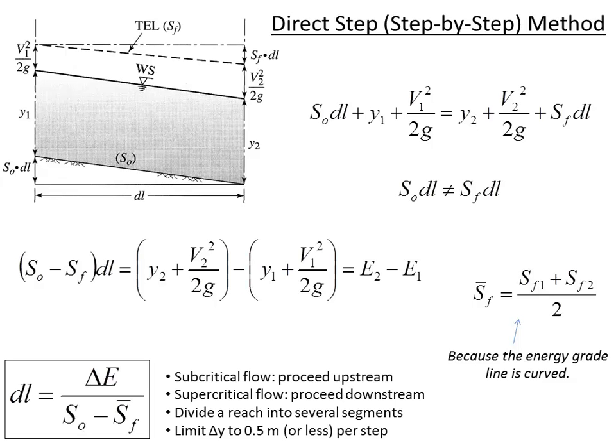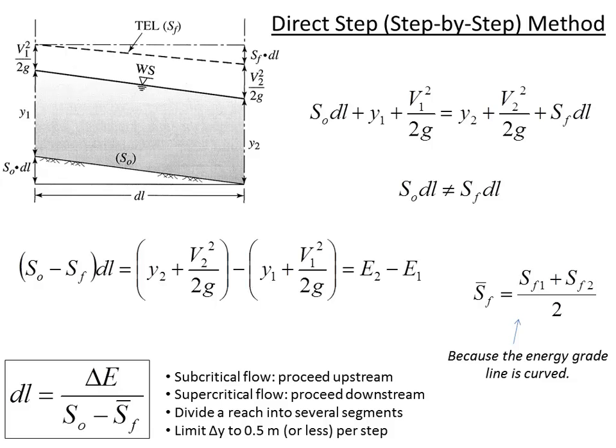And when we combine those two things together, the direct step method essentially says that the distance between 2 points where you've got a change in specific energy can be estimated by the change in the specific energy divided by the difference in the slopes, the difference between the channel slope and the energy grade line slope at the midpoint.